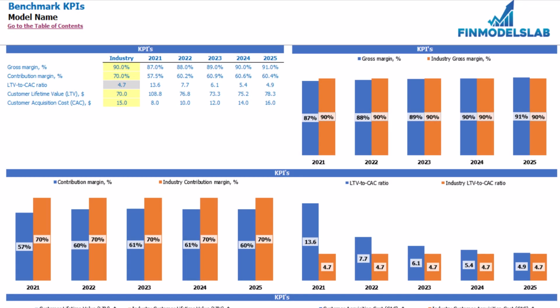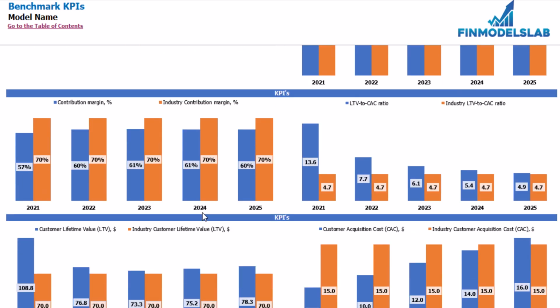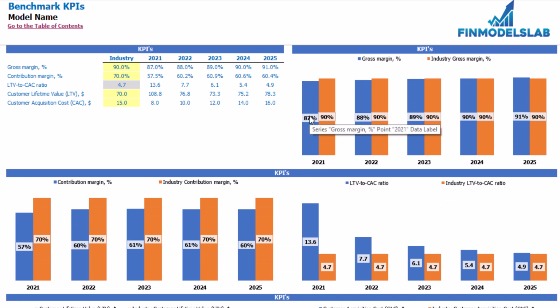On the Benchmark KPIs tab, you may see the industry benchmark KPIs and compare with numbers which are generated by the model. So you have gross margin percentage, contribution margin percentage, LTV to CAC ratio, customer lifetime value, and customer acquisition cost. On the yellow cells, you may set up your average industry benchmark, and in these white cells, you may see the numbers calculated by the model and by the drivers which you input inside. And here on the charts, you may see as orange the industry specific KPI, and as blue the value calculated by the model.